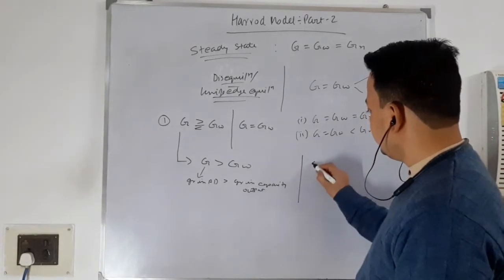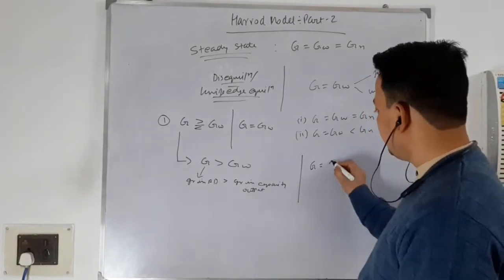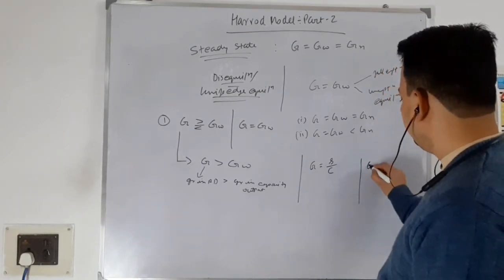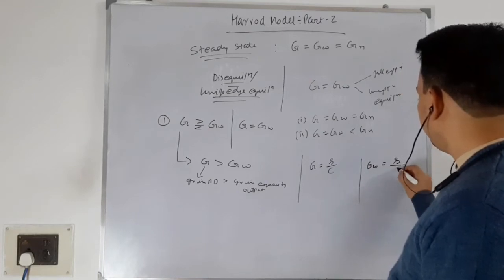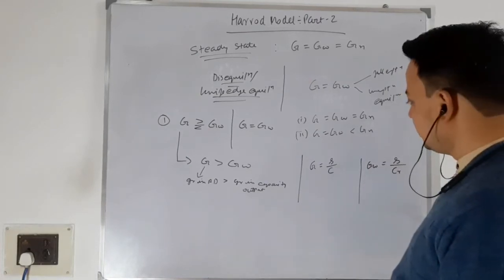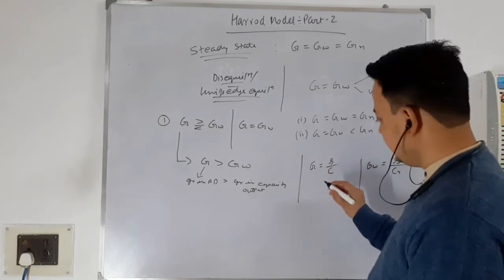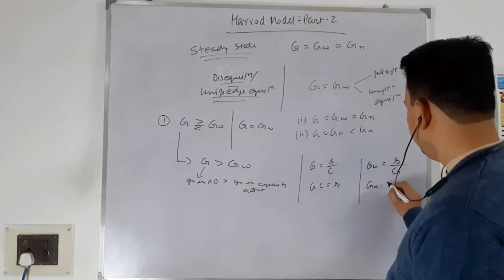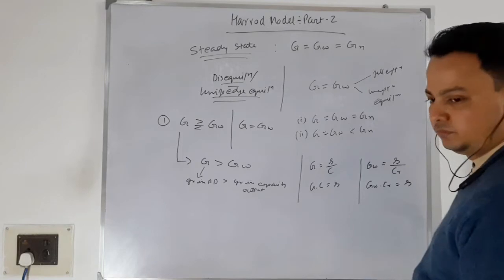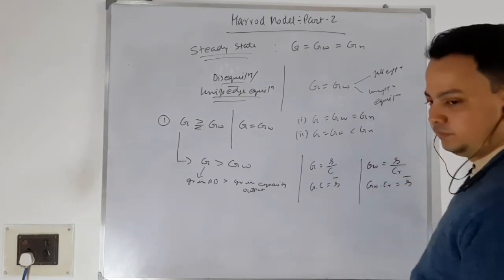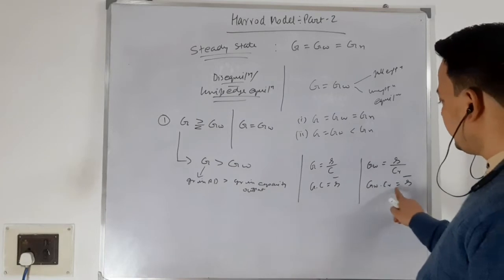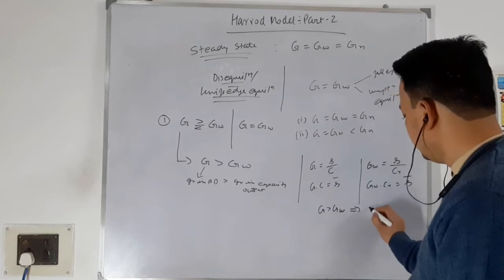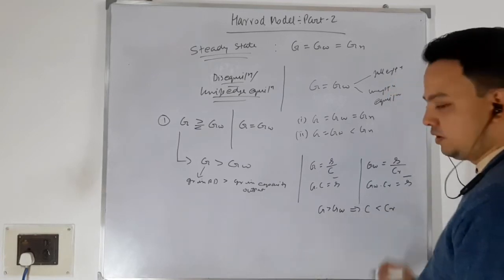If you remember, what is G? It is a ratio of saving and actual capital output ratio. And GW, warranted growth rate, is a ratio of saving and required capital output ratio. So I can write this equation. Let me rearrange this equation: GC equal to S, and this will be GW into CR equal to S. For the given saving rate, in order for equality to hold, if G is greater than GW, then actual capital stock must be less than your required capital stock.